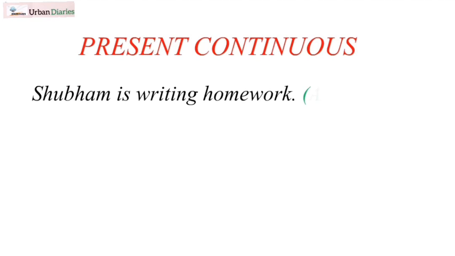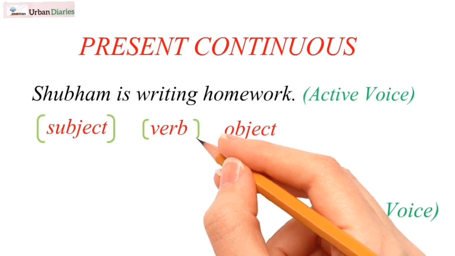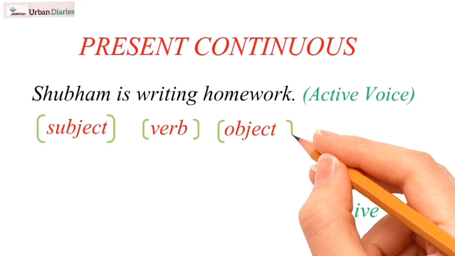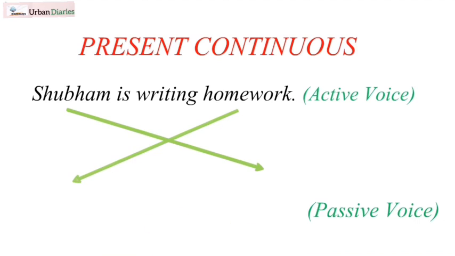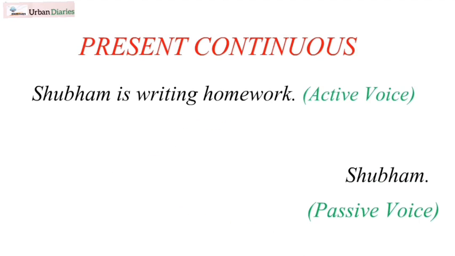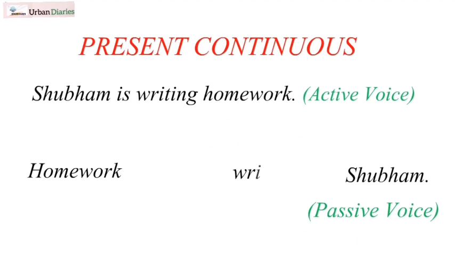Let's take present continuous tense now. Shubham is writing homework. This is an active voice, and to change it into passive voice, we'll follow the same 5 steps. Step 1, to identify subject, verb and object in the sentence. Shubham is the subject, writing is the verb, and homework is the object. Step 2, to swap subject and object. So Shubham will be in place of object and homework will be in place of subject. Step 3, to change the main verb into third form. So writing would be written.